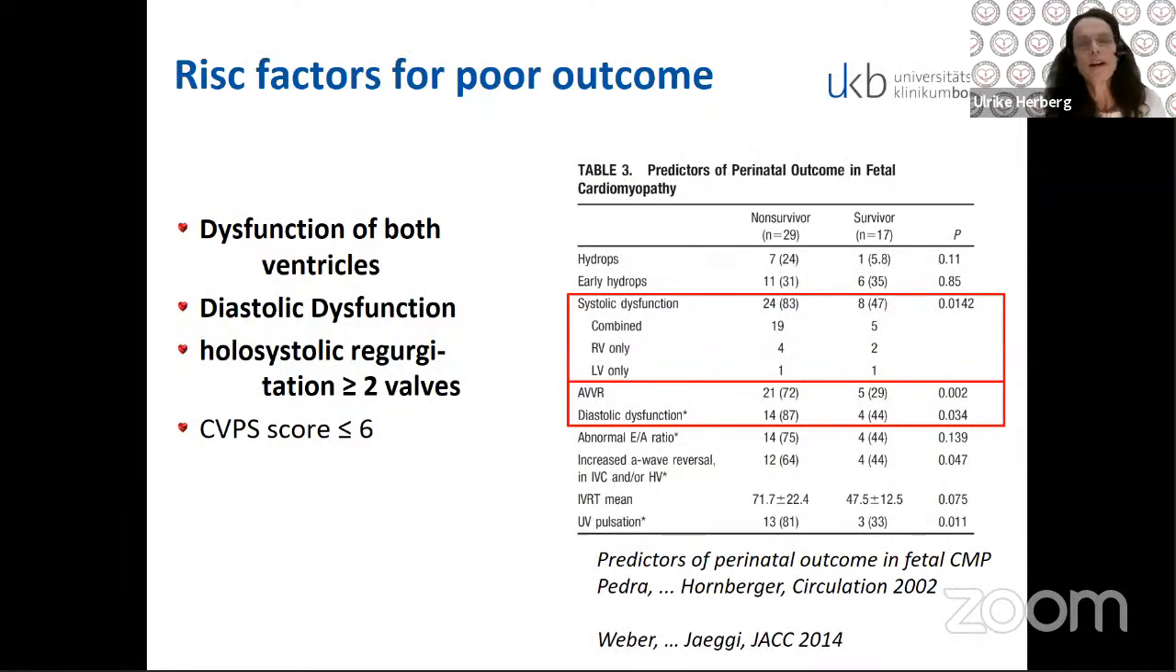So what are the risk factors for poor outcome in cardiomyopathy? This is a study, quite old, but with interesting data. If there is a dysfunction of both ventricles, and if there is a diastolic dysfunction or a holosystolic regurgitation of 2 valves or more, then the risk of fetal demise or postnatal demise is quite high, especially in AV valve regurgitation.